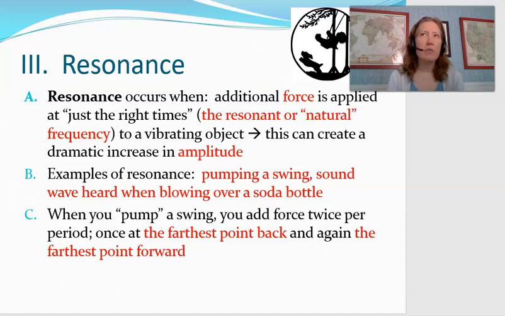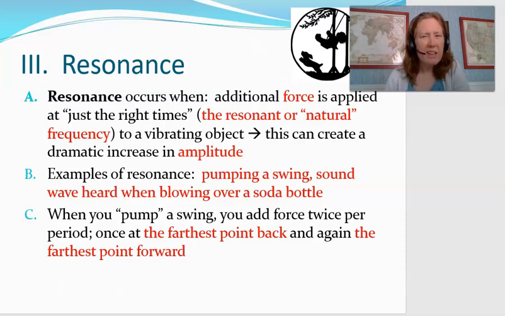you're really adding force in two places or two specific times. You're leaning back when you're at the farthest point back. So you're shifting your weight. And then when you get to the farthest point forward, you're leaning forward, kind of accentuating that effect. And then your amplitude, that's how far you are from equilibrium, that's the definition of amplitude, keeps on increasing.